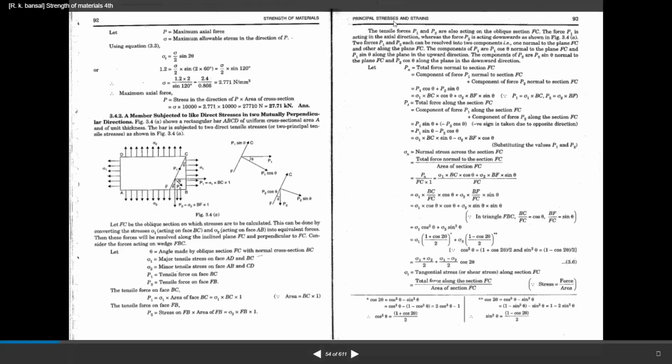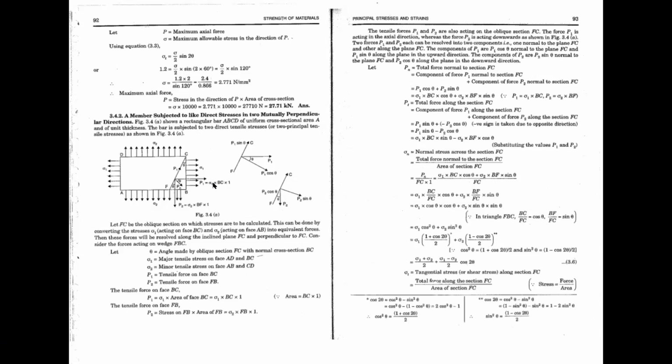As shown in figure 3.4a, this is a downward force P2. Two forces P1 and P2 each can be resolved into two components, that is, one normal to the plane FC and the other along the plane FC. The components of P1 are P1 cos theta normal to the plane FC and P1 sin theta along the plane in the upward direction.